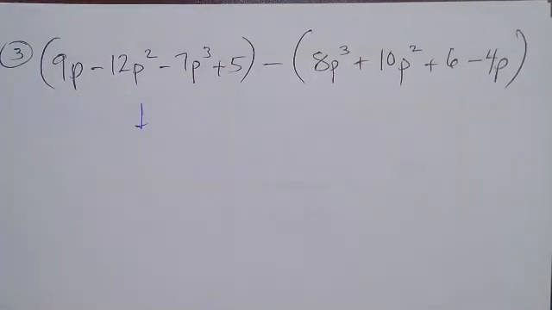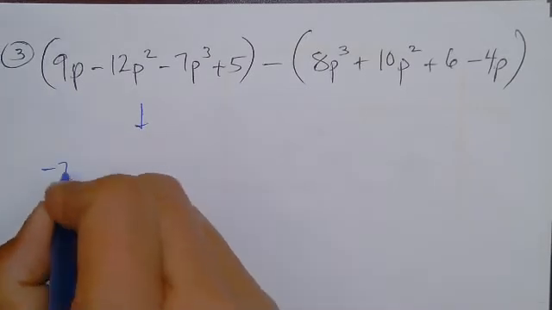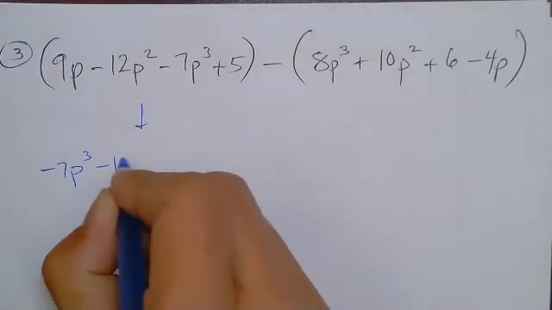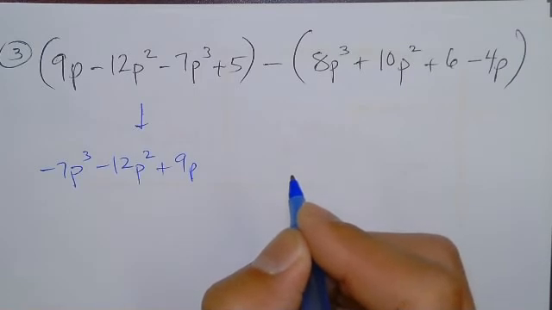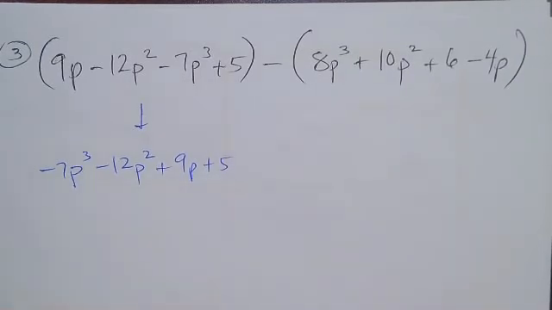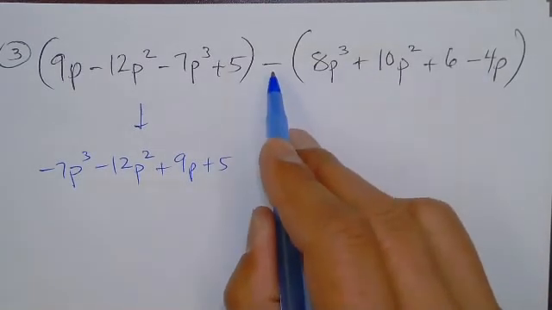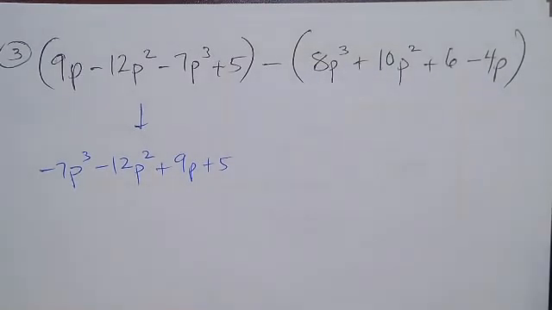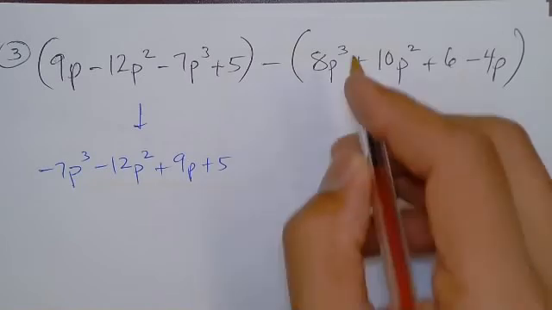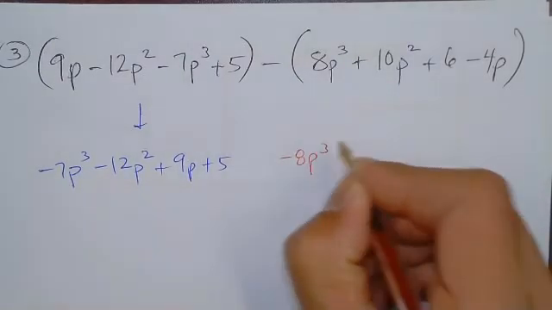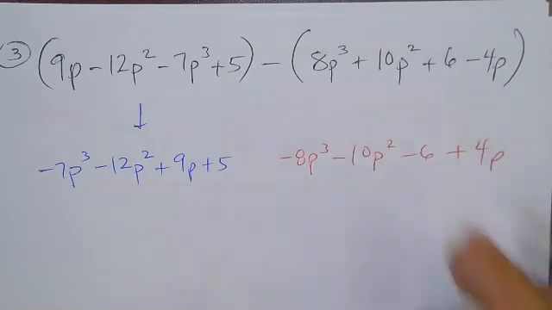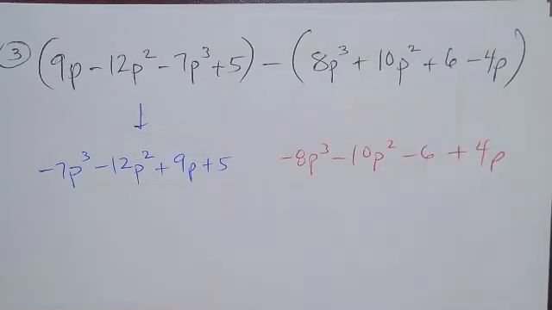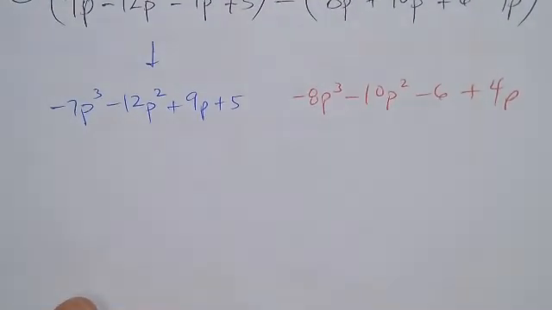Okay. Well, if I were you, I would rewrite this in standard form and make sure that those are in order. So that's negative 7p cubed minus 12p squared plus 9p plus 5. And then this one, before I write it in order, I have to distribute this negative. It's going to change all the signs. So that's going to be negative 8p cubed minus 10p squared minus 6 plus 4p, right? That negative is going to change all the signs of this one.